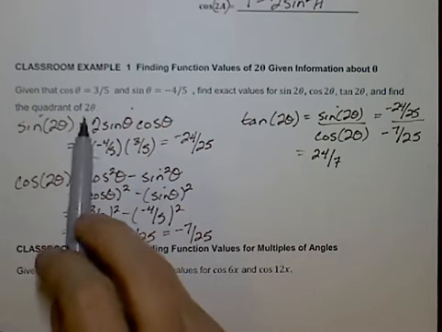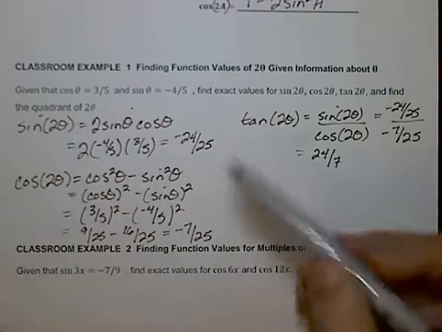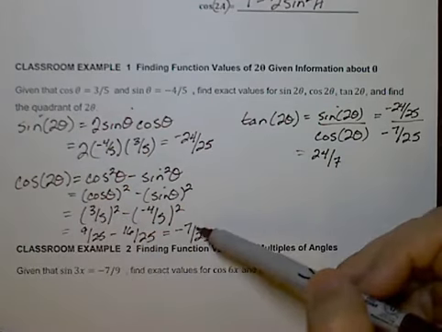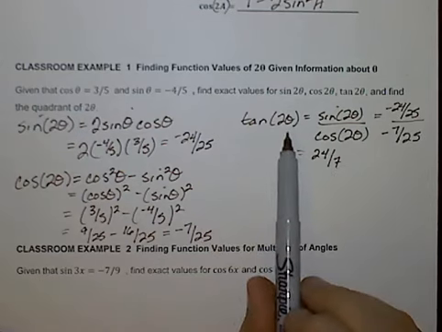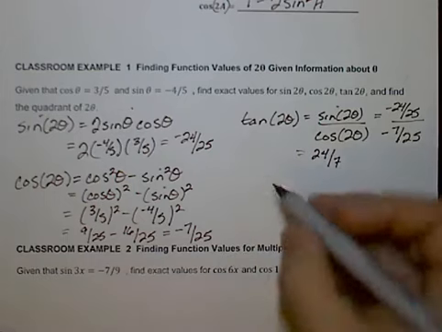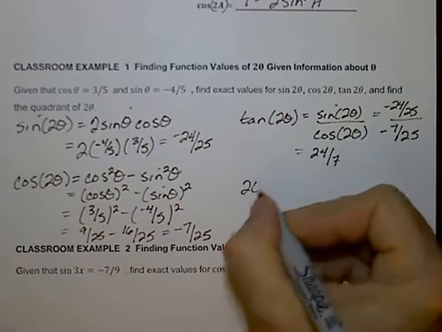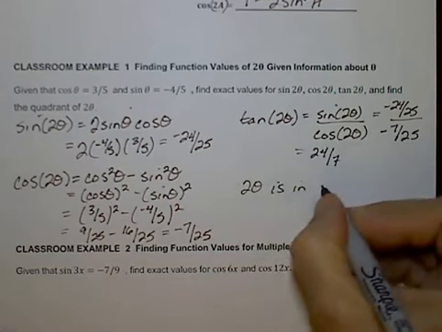Now the last thing we're trying to find is the quadrant of 2 theta. Both of these are negative, and then our tangent is positive. The quadrant where tangent is positive and everything else is negative would be the third quadrant. That means that 2 theta is in quadrant 3.